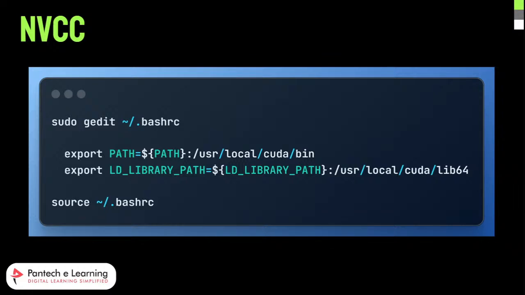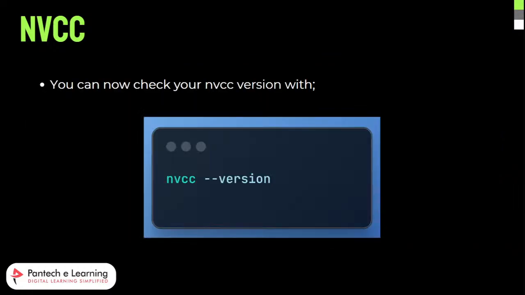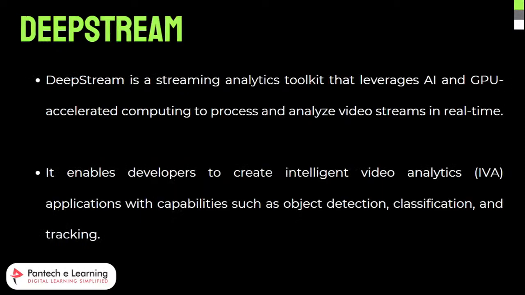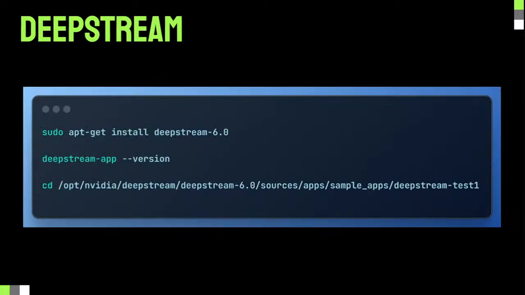I think you guys need some demos. As you can see, we went with the NVCC version and it worked really well. There are some demos which you could do. For example, there is something known as DeepStream. You have to install it, it's like a package. It is something which has been predefined, and you could just run it. DeepStream is a streaming analytics toolkit, and it enables developers to create video analytics like object detection, classification and tracking and all.